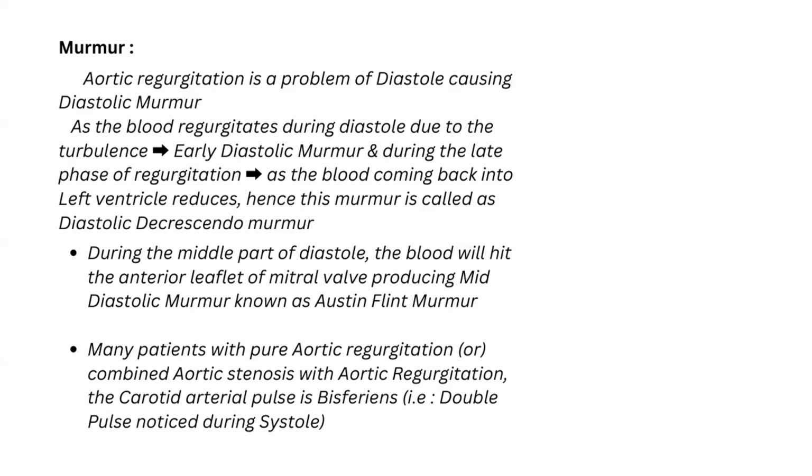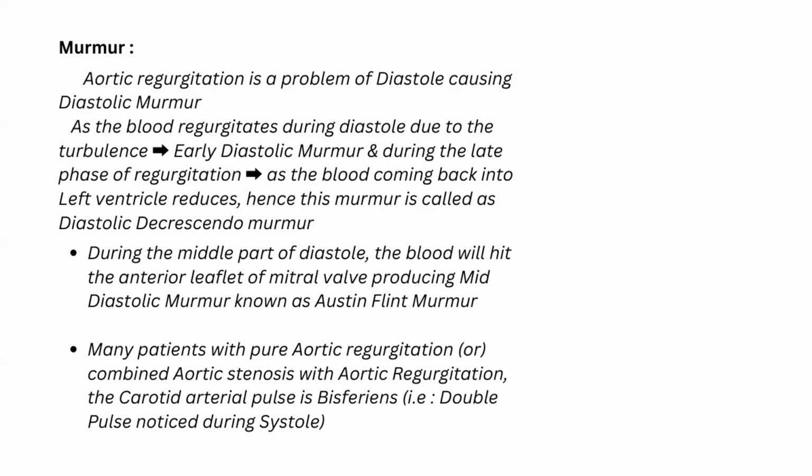Now, during the middle part of diastole, the blood will hit the anterior leaflet of the mitral valve, producing a mid-diastolic murmur known as the Austin-Flint murmur. During the middle part of diastole, as more blood is coming, the blood hits the mitral valve anterior leaflet, and that produces a murmur called the Austin-Flint murmur. So the diastolic decrescendo murmur is seen in aortic regurgitation, and the Austin-Flint murmur is also seen in aortic regurgitation.